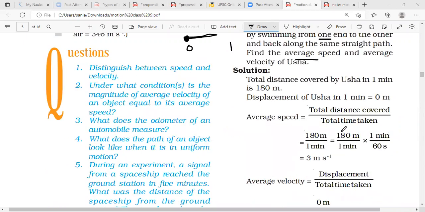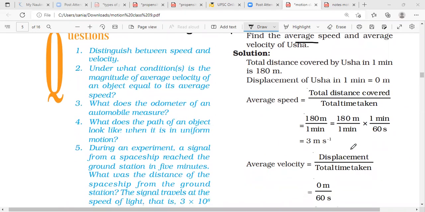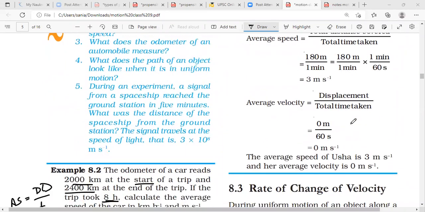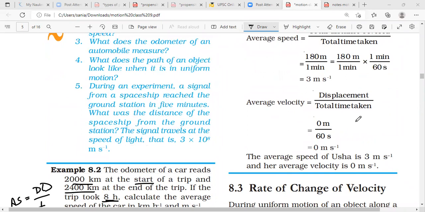So basically, instead of writing 1 minute, you can write 60 seconds, and you will get the same answer, right? And the average velocity is very simple: 0, because your displacement is 0. If you divide it by 60, you'll get 0. So your average velocity is 0 meter per second, but your average speed is 3 meter per second.